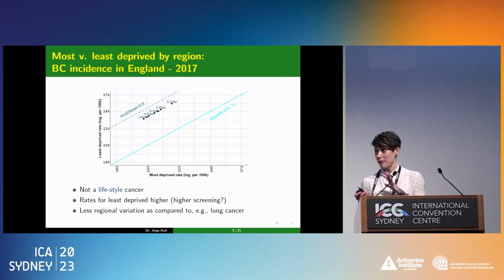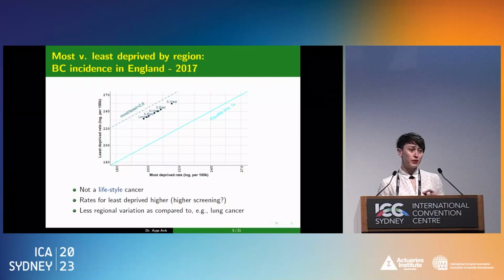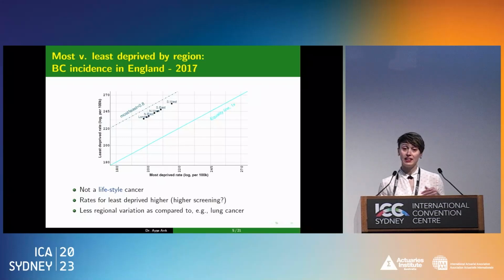What we are looking at is, based on this particular data, in 2017, and the results presented in this figure are based on a Bayesian hierarchical model. So what we are looking at is age standardized fitted breast cancer incidence in the least and most deprived deciles in regions of England in particular. And here we see an equality line. This tells us if the rates in the most and least deprived deciles in a given region were equal to each other, then we would expect them to appear on the equality line.